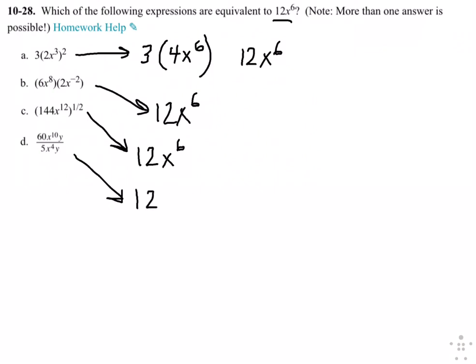X to the 10th over x to the 4th, we subtract the exponents, so that's x to the 6th. And then y over y is 1. So actually A through D, A, B, C, and D are all equivalent.